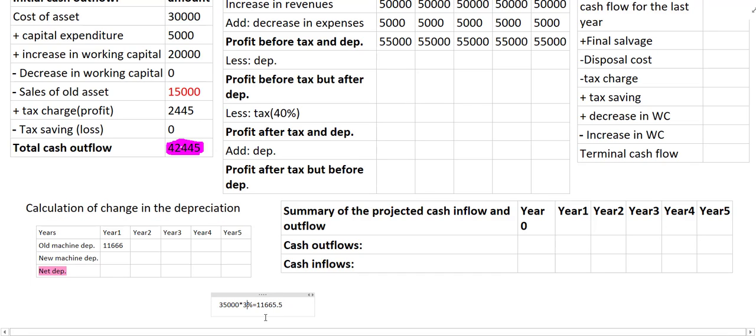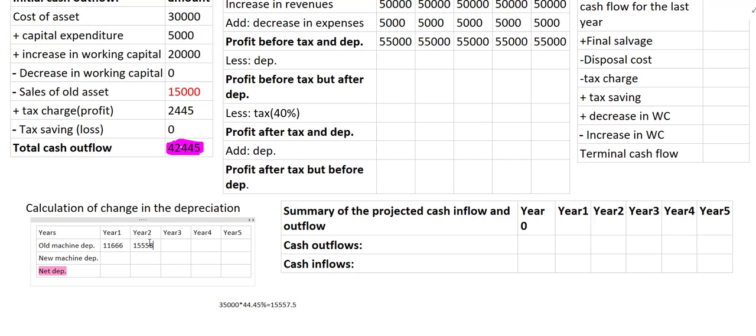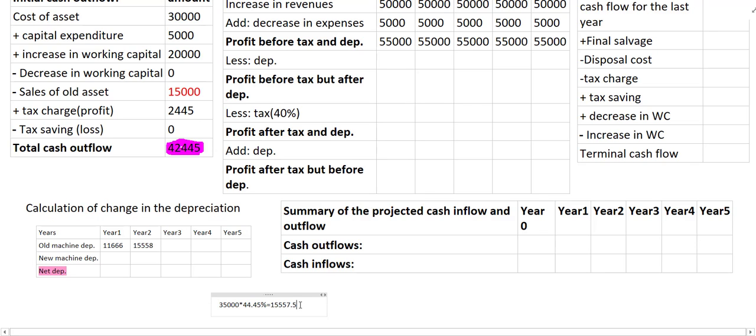For the next year, take the amount of depreciation, 44.45 percent is the rate of depreciation. So how much did it become? It became this much, 15,558 is the amount of that. For the next year, please calculate it.